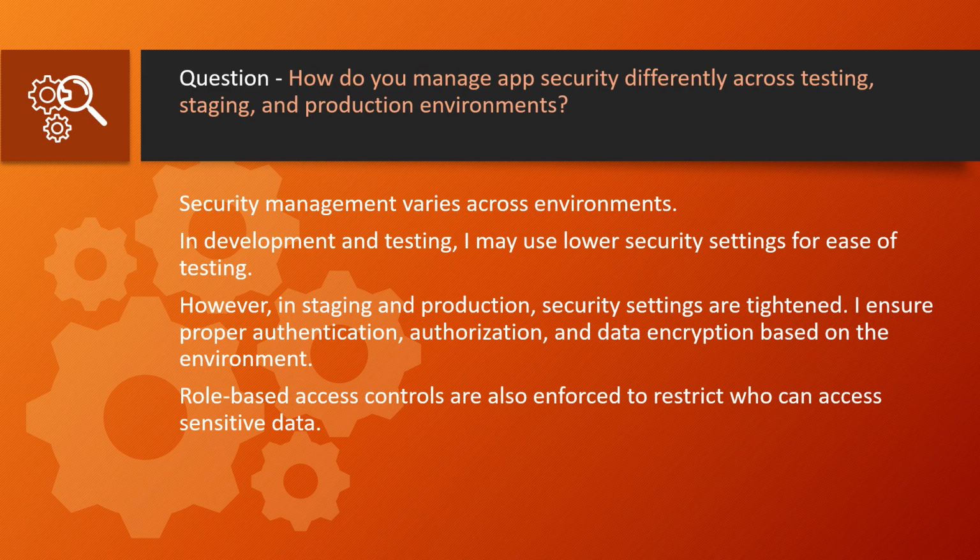How do you manage the app security differently across testing, staging, and the production environment? So security management basically varies across the different environments. In development and testing, we can use lower security settings for ease of testing. In staging and production, security settings are tightened. So to ensure that proper authentication, authorization and data encryption are happening in that environment. We can also use role-based access control that will enforce restrictions on who can access the sensitive data.